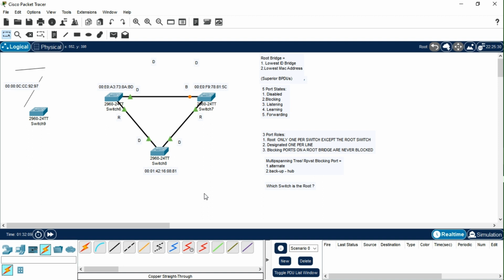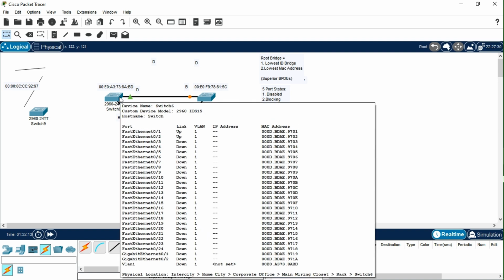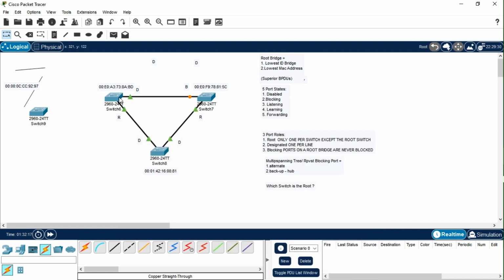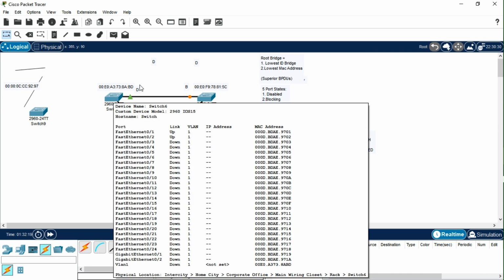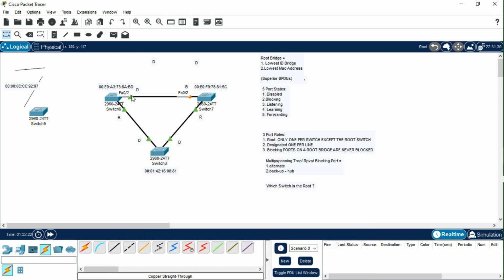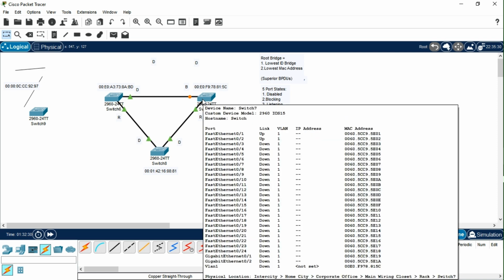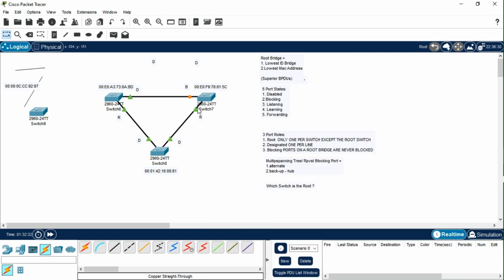So if there's three switches and one of them is the root switch, you can expect that on this switch, one of these is going to go ahead and be the root role. Either this one or this one. And if this switch is not the root switch, one of these is going to be the root. Okay, the root rule. That's my first rule.